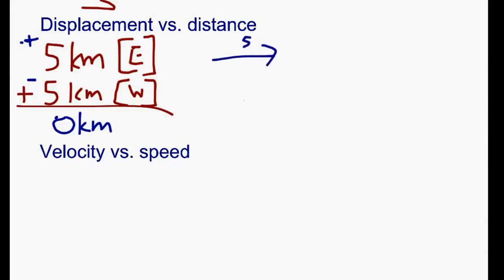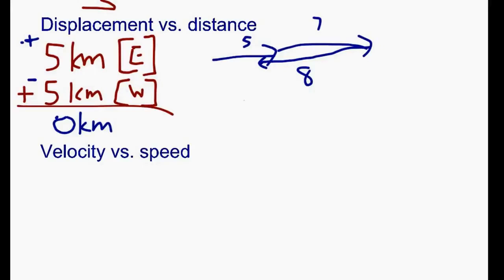5 that way, then you're going to stop and then go another, say 7 that way, then you're going to stop and then come back 8 this way, and maybe that's it. So the question then would be, what is your total distance? So total distance would be 5 plus 7 plus 8 would be 20. You traveled 20 meters or kilometers or whatever the units are.